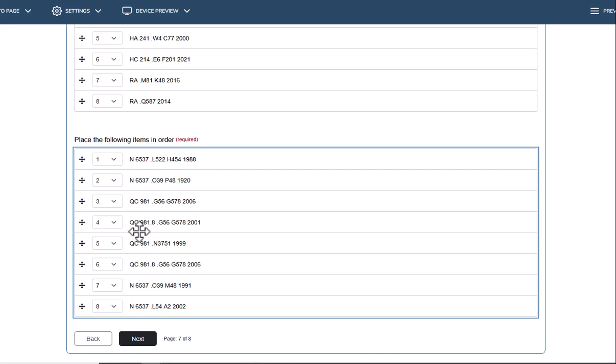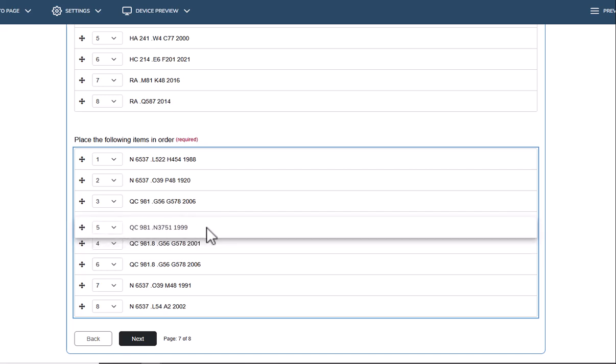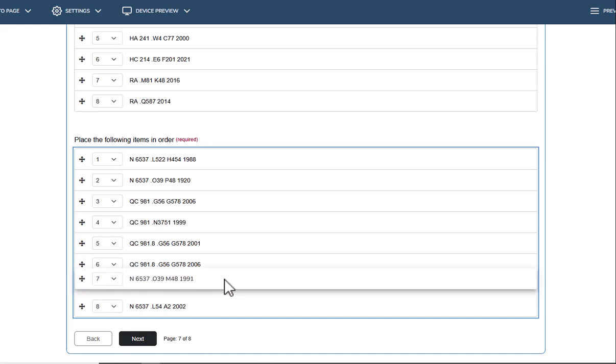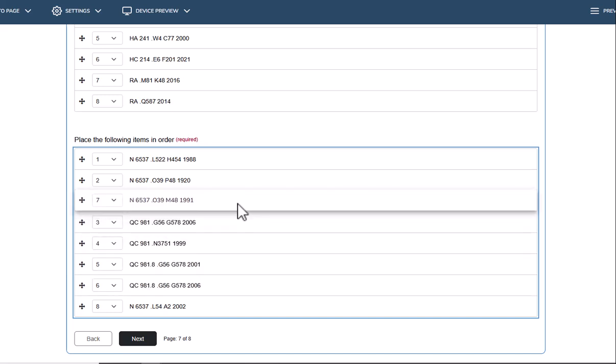Circling back down to that QC 981.8, we are comparing it to this QC 981 point nothing. So that 0.8 is going to make that just slightly bigger, swapping those two. Now we're comparing it to another QC 981.8. So we have to just keep on going left to right. QC 981.8, point G 56, point G 578. We are still all the same until we get to that date at the very end. 2001 comes before 2006. And then we have another N. N's are before Q, so we're going all the way up to the top.